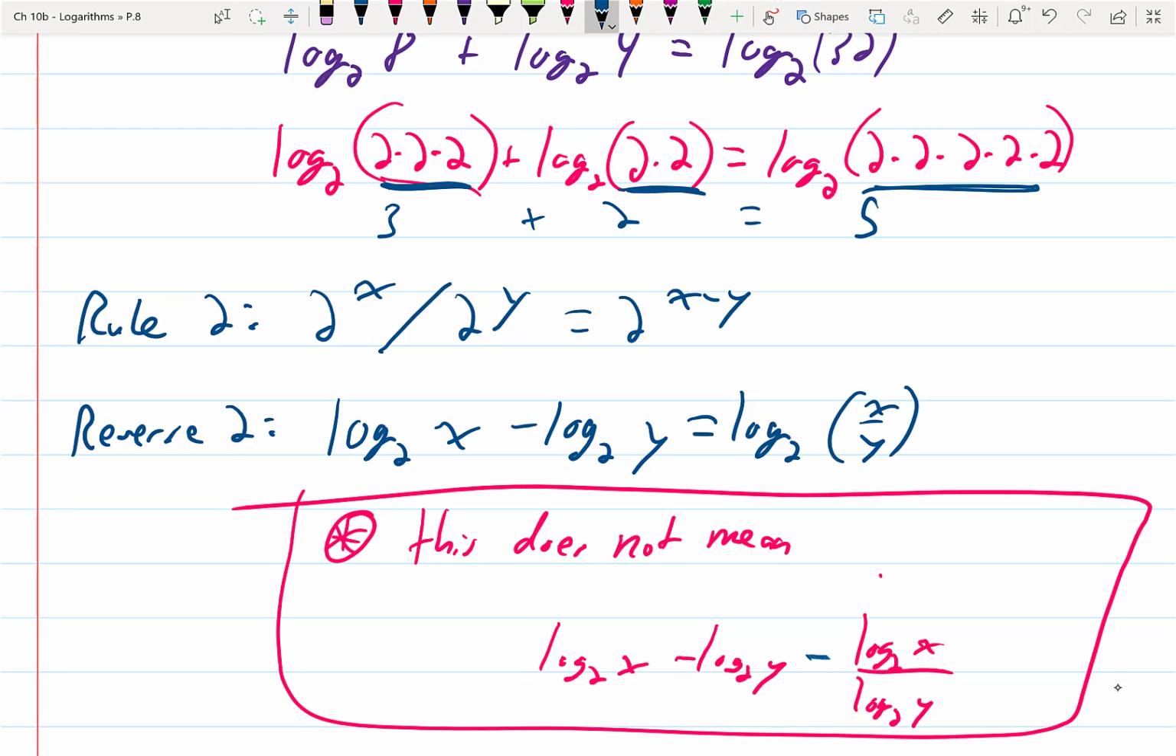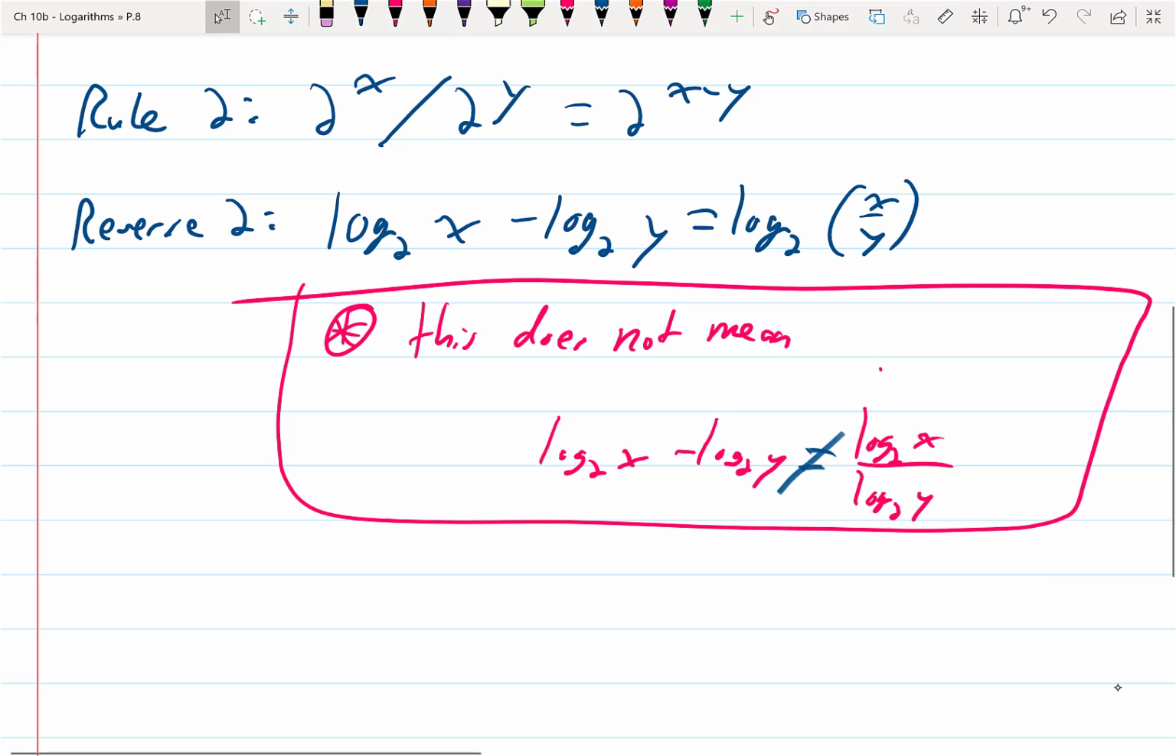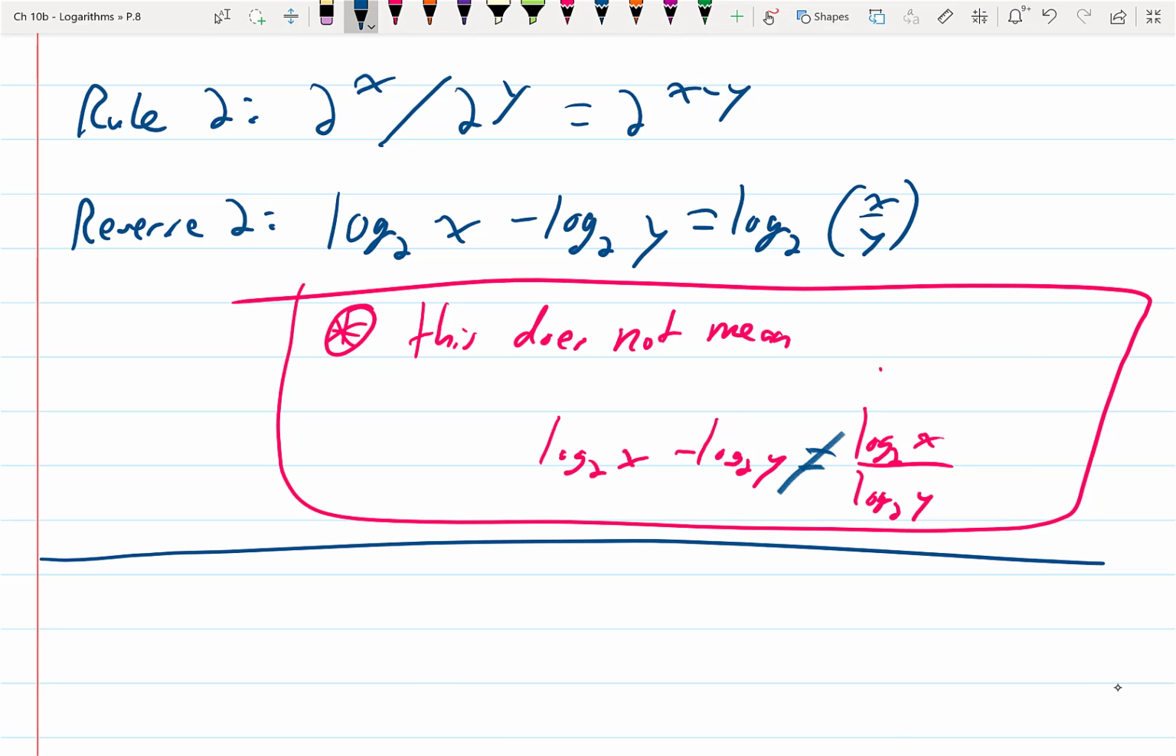This is a big fat no. That's not a thing. That second one is a thing, but it's not that thing. It's something else, and we will deal with what that is. But that's not much later, but it is a little later. Okay, I want to show you some of what you're going to do before we get to the third rule.